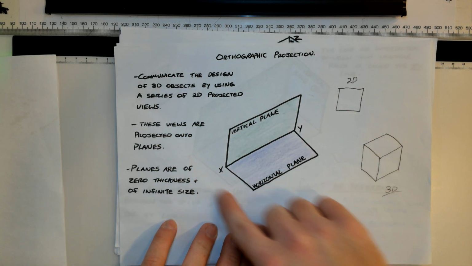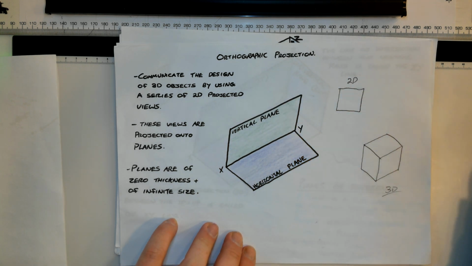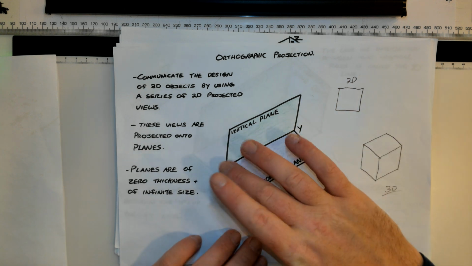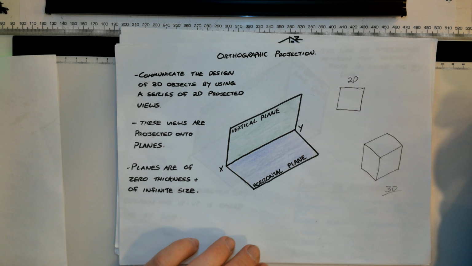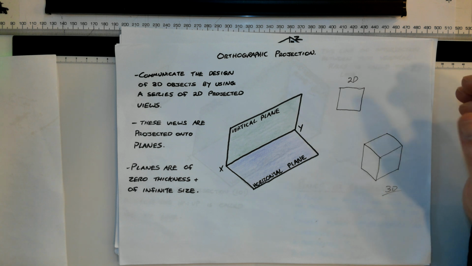So these are what are called planes. These are our planes of reference. So we have a vertical plane, which is basically like your wall in your room, and your horizontal plane, which is kind of like your ground. So if we had a 3D object, we project or push what those shapes look like onto those planes, and we'll see what that means in a minute.